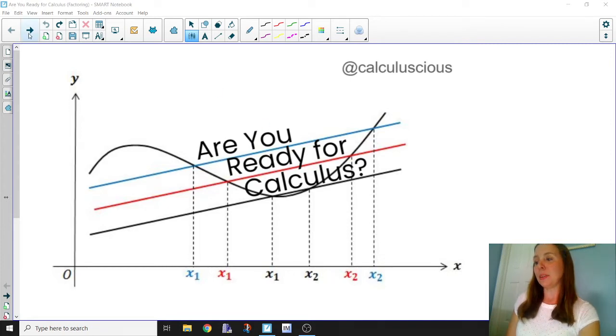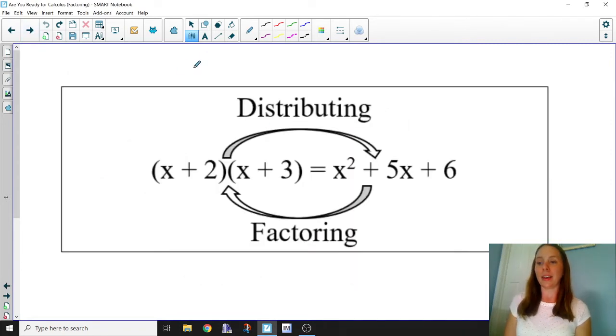In this episode, I want to talk about something that a lot of people love, but also a lot of people hate, and that is factoring. Before we jump into some examples, I want to mention that factoring can be considered the process of undistributing.